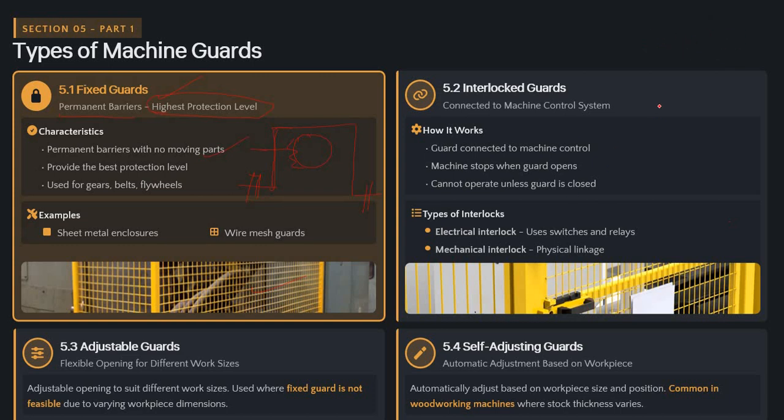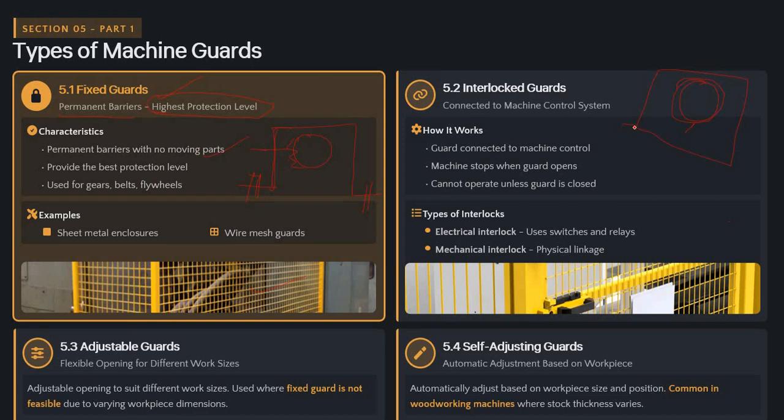Suppose there is one machine, and it will revolve. Then someone has to enter, maybe to adjust something, you can consider a nozzle, or anything. They want to do some minor adjustment, it's not maintenance related. In such cases, a fixed guard is not at all practicable.